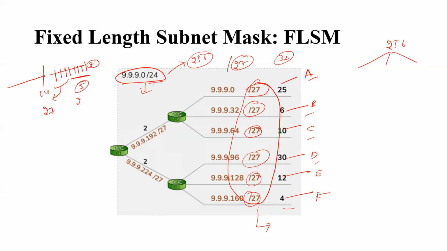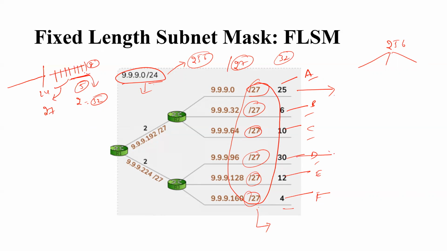So 2 power 5, how much? It is in binary, so if you want to convert to decimal, we have to do 2 power of these things, right? So 2 power 5 is equal to 32 now. So why are they doing /27? Because for one network they need to assign 25 IP addresses.